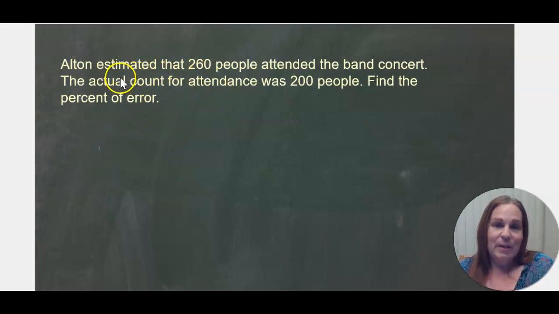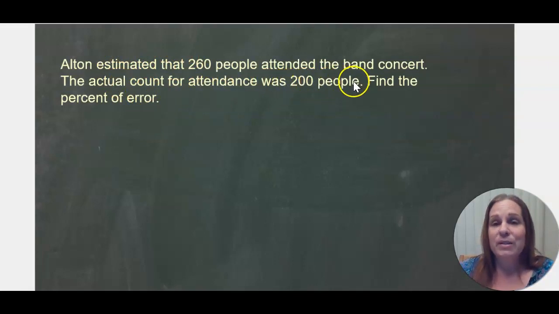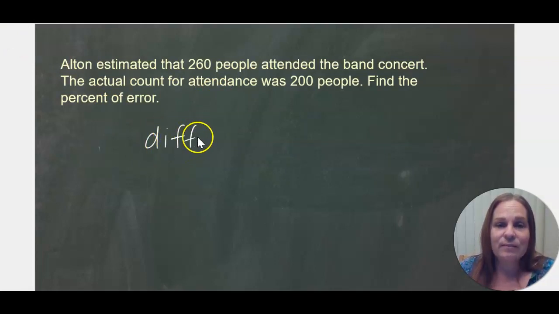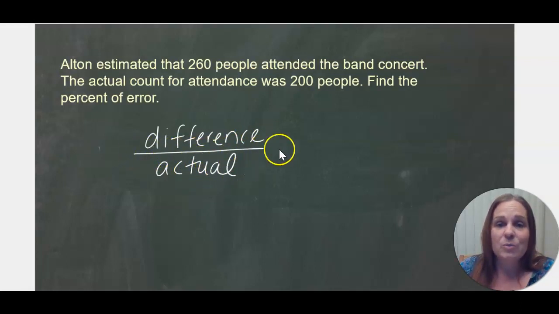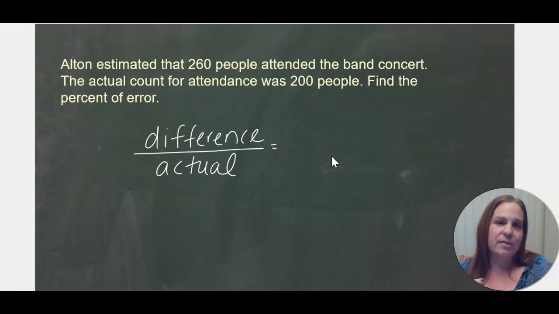So Alton estimated that 260 people attended the band concert. The actual count for attendance was 200 people. Find the percent of error. To find the percent of error, we're going to follow a formula. And that formula is the difference divided by the actual amount. Because whenever there's error, you're always going to have an estimation and then the actual calculation or the actual measurement.